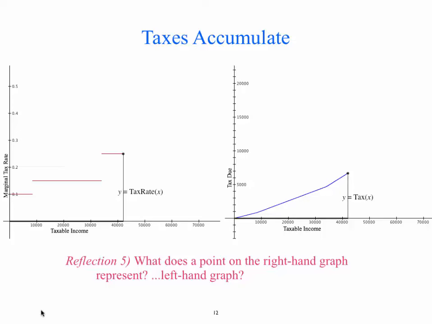Okay, Rochelle. On the right-hand graph, what does this current point represent? That point, for that current income, whatever, 41,000, would be the exact amount of taxes. Right. So it's the corresponding values of two quantities, in this case taxable income and tax due. So for 41,000, it's the corresponding amount of tax due. That's what that point represents. Okay. So what about on the left-hand graph?